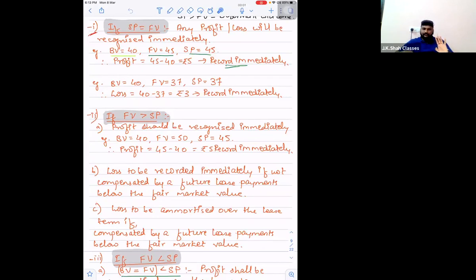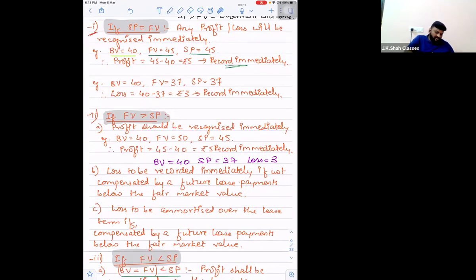So sir, this example of book value equal to 40 and selling price equal to 45 is just for profit. In case the selling price is lower, we'll calculate the loss. That's it, sir? Technically, yes. Sorry, my bad, selling price lower. Yeah, got it, sir. Book value is 40 and selling price is 37, so there will be a loss of 3 rupees. So what should I do with this 3 rupees loss?